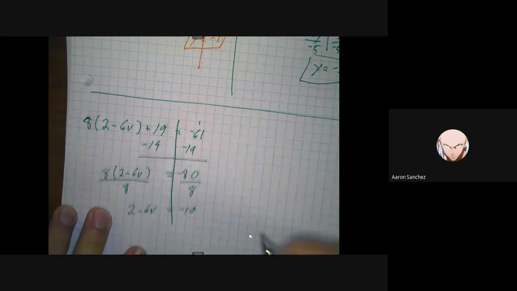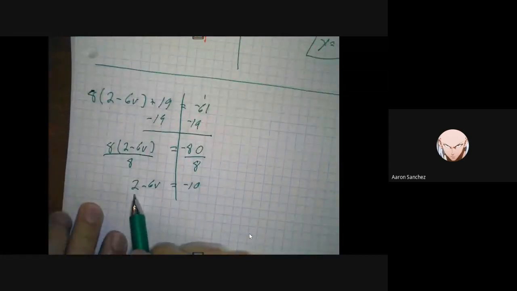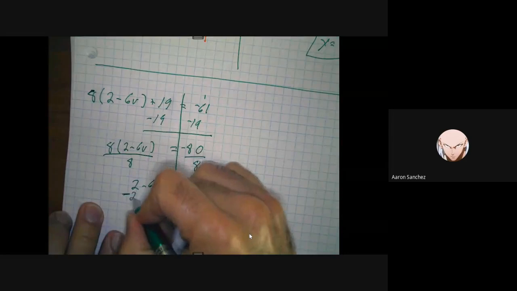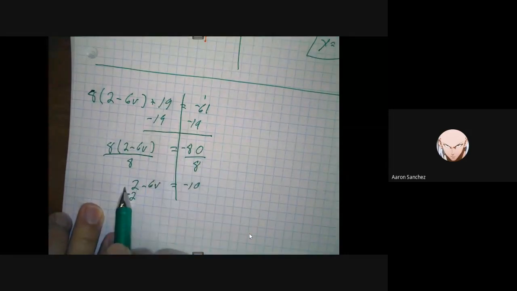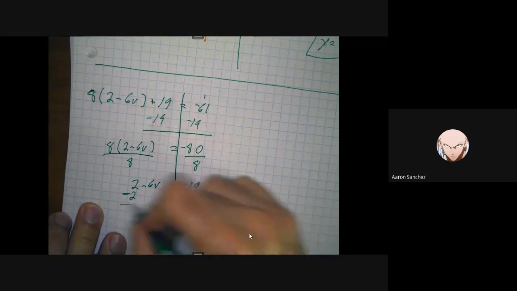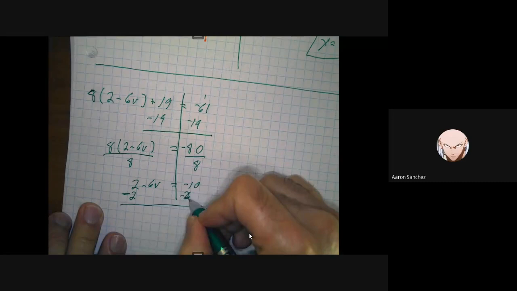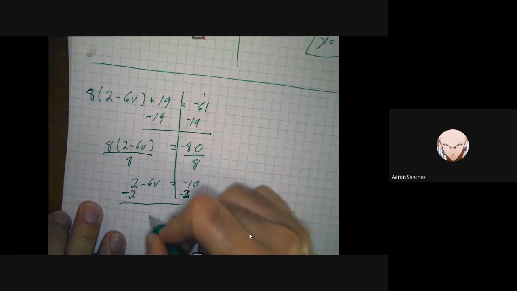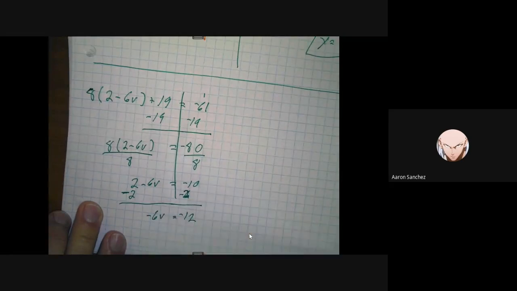And now I got to solve for the v. I got to get rid of the 2. Make sure when you get rid of this 2, this is a positive 2, so you're going to subtract 2. You want to look at the sign in front of the 2, not behind, even though it's subtracted in front of the 2. The negative goes with the 6. Even though I'm subtracting, same sign, I'm adding, so it's negative 12 equals negative 6v.